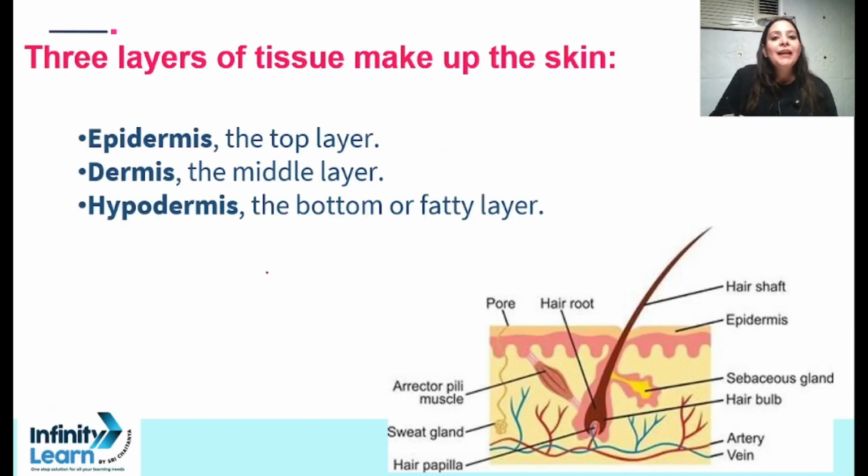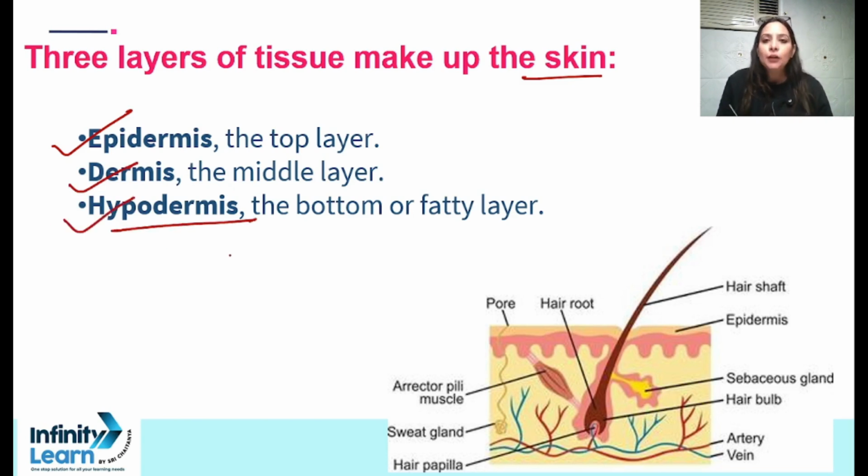Now let me tell you the 3 layers of tissue that make up the skin. The topmost layer is the epidermis. Inner to it, the middle layer is the dermis. And the bottom fatty layer is the hypodermis. Can you name them again? Epidermis, the outer layer; dermis, the middle layer; and hypodermis, the bottom or fatty layer. As you can see in this picture, the superficial layer is the epidermis, then you have the dermis, the middle one, and then the hypodermis, the bottom fatty layer.